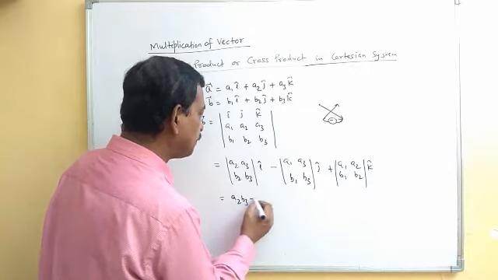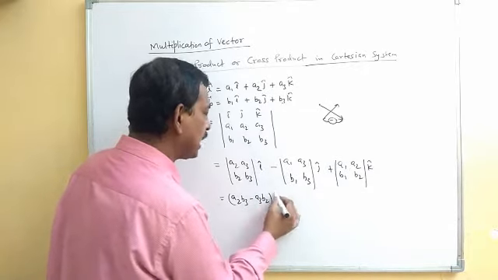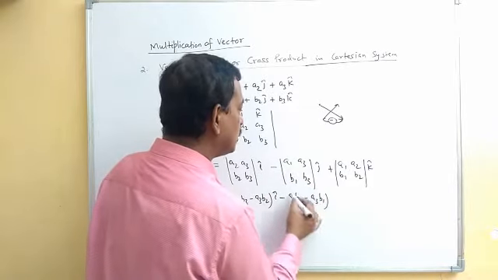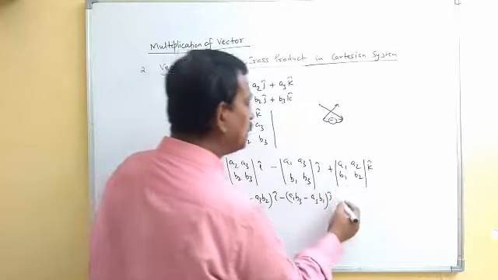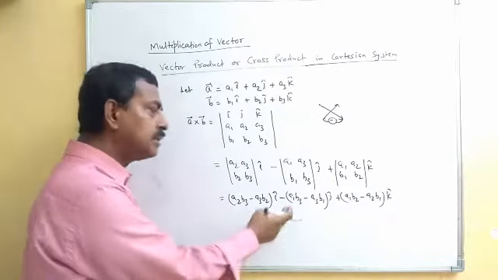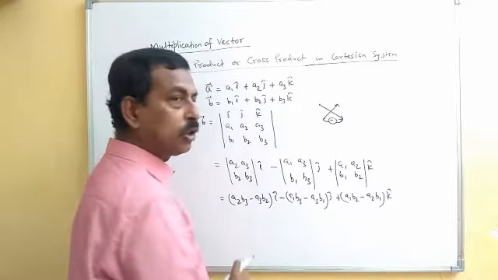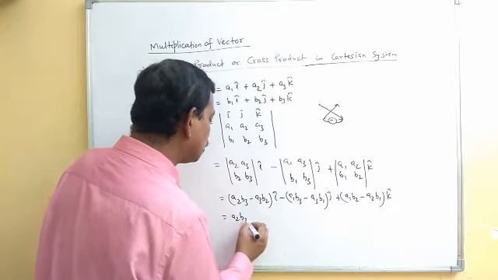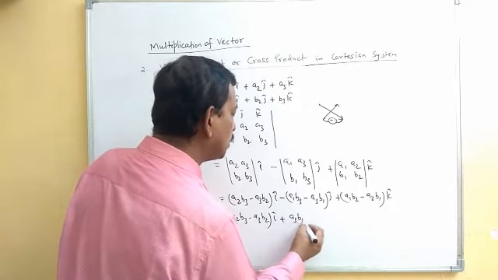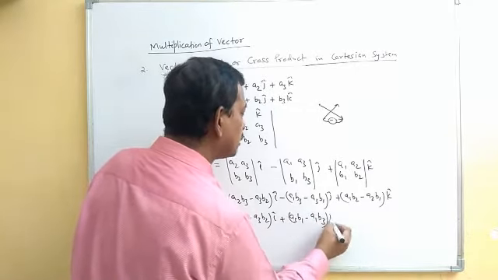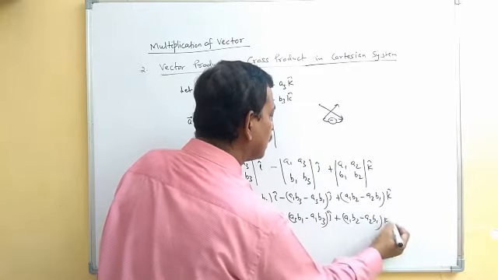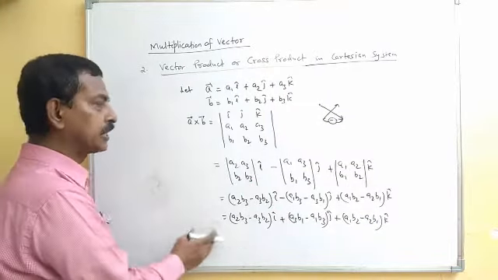So this is your A2, B3 minus A3, B2, this is I cap. Second one will be A1, B3 minus A3, B1, J cap. Here it will be A1, B2 minus A2, B1, K cap. If you want to get rid of this negative sign, you can change the order. So it is A2, B3 minus A3, B2, I cap, A3, B1 minus A1, B3, J cap, and A1, B2 minus A2, B1, K cap. So this is your cross product of vectors.